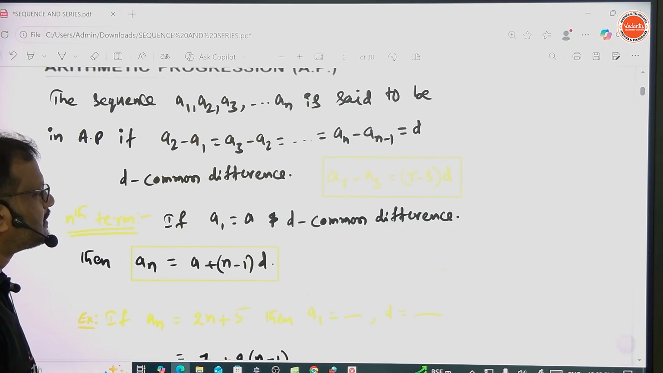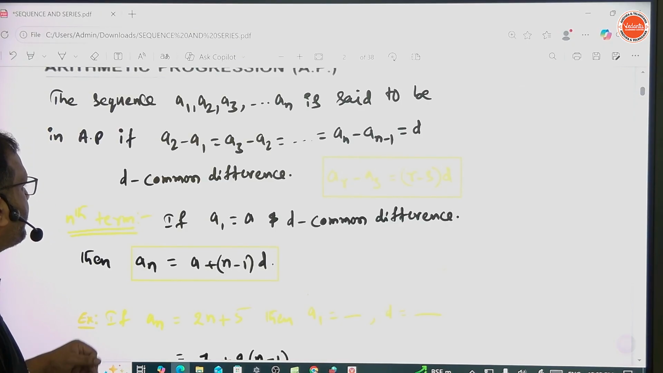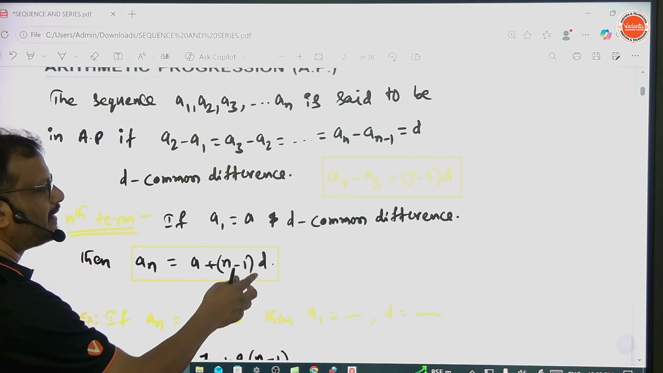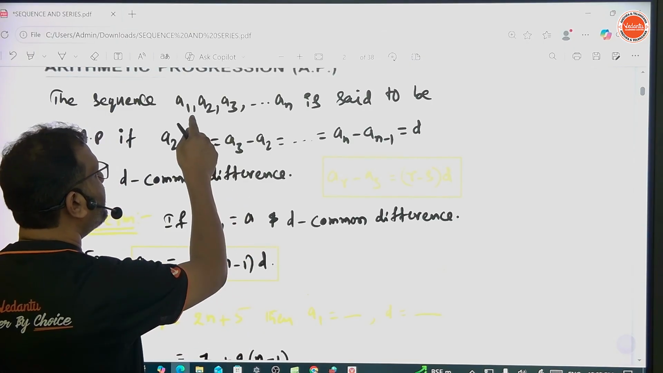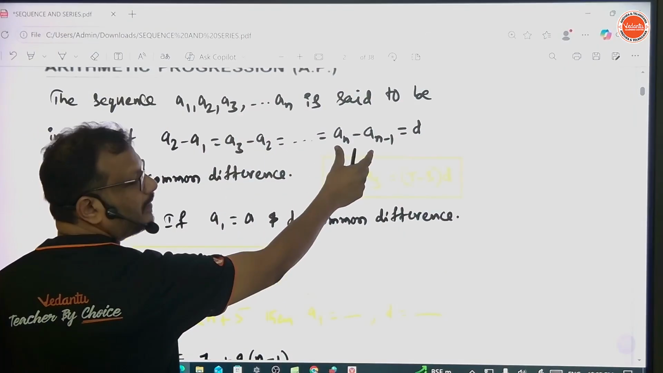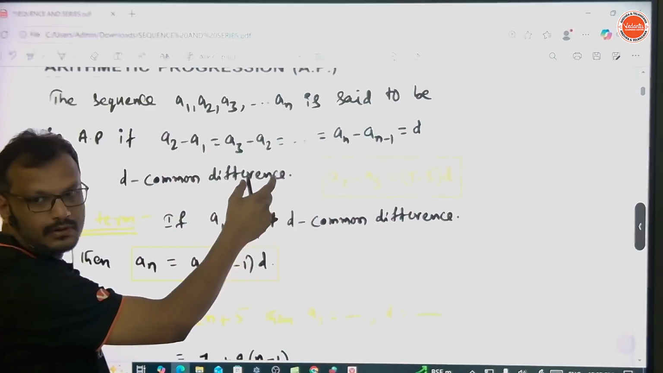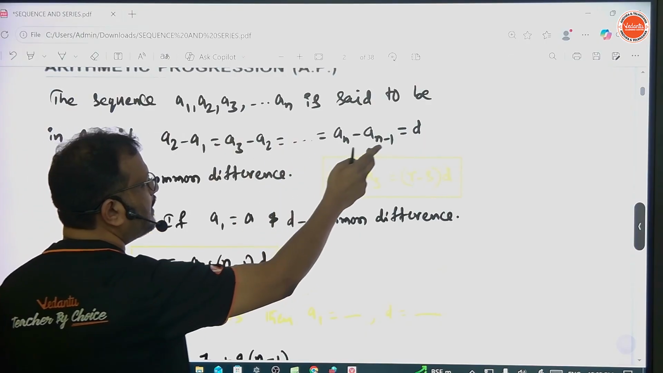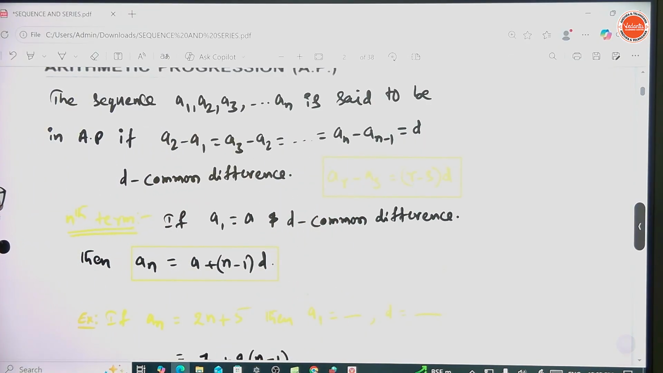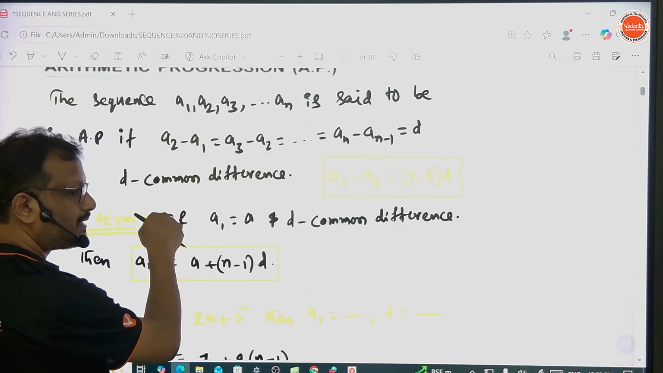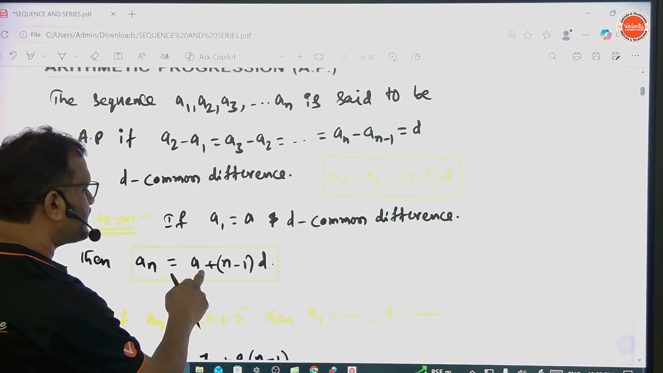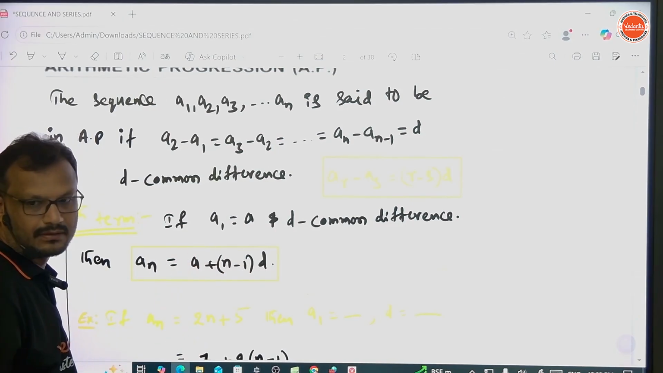But here also, if the first term is A, what can be the nth term? Whatever the difference is between two consecutive numbers, that difference is called the common difference. You can say it is D. So D is the common difference. If D is the common difference, what can be the nth term? Generally, how will we find this? A plus n minus 1 into D.